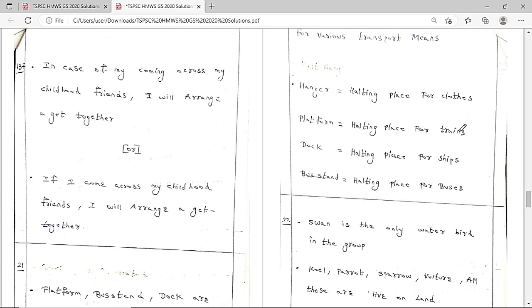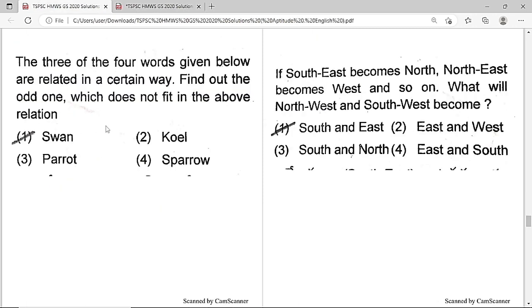So these things you always have to keep in your mind. So this is the correct solution of this question. Now we are going to solve another question.